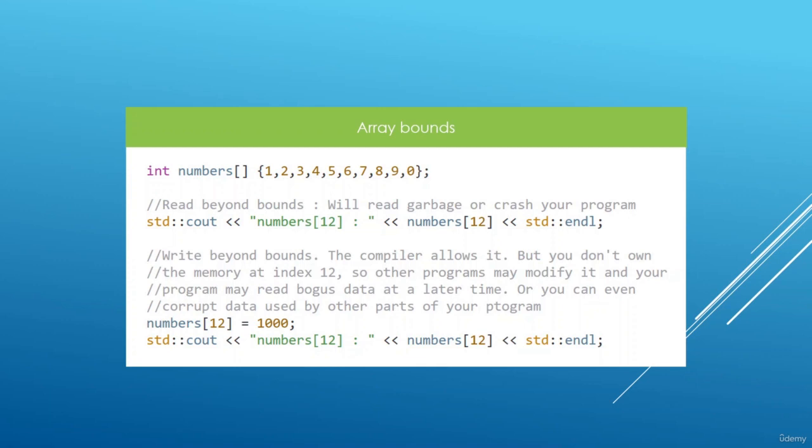If you try to write over bounds, the compiler is also going to allow it, but you don't own the memory, so other programs might come and change that memory location, and if you try to read from it again, you're not going to get what you expect. Another thing that could happen is that you try and modify data that is owned by other programs, and you might imagine how bad that really is. So the message here is don't go over your array bounds, and you're going to be playing in the safe zone. Let's head over to Visual Studio Code and play with this a little bit.